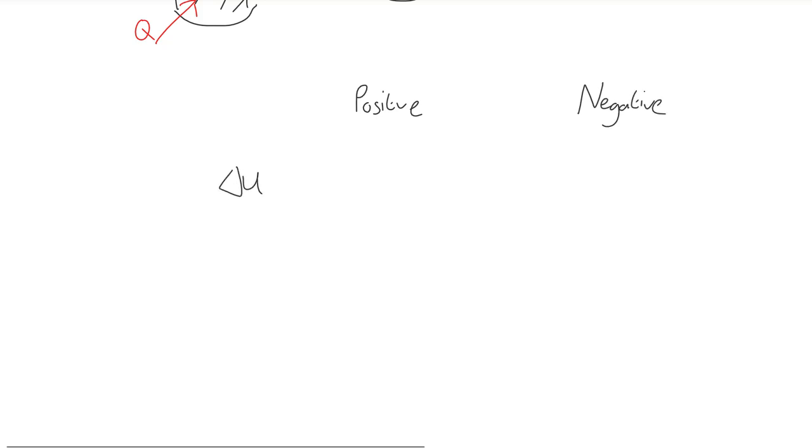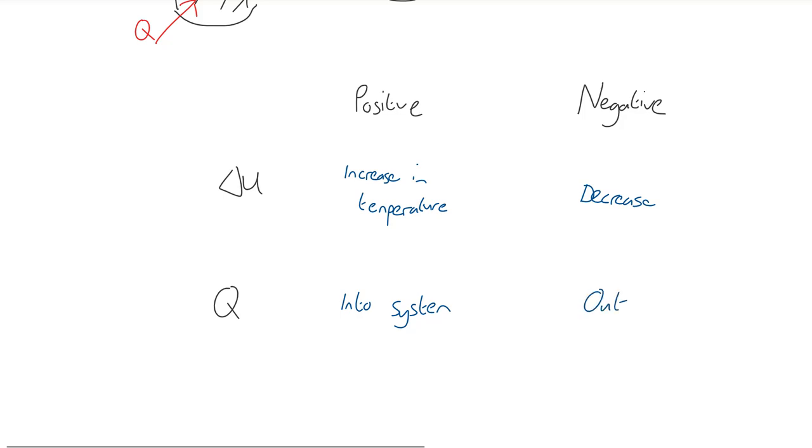Delta U is positive if there is an increase in temperature. Based on the definition of temperature, if there is an increase in temperature, there is an increase in the kinetic energy of the particles, and therefore an increase in the internal energy of the system. Likewise, if heat enters a system, then there has been an energy transfer from the surroundings to the system. Overall, the internal energy of the system has increased and therefore Q is positive. Q is instead negative if heat leaves the system, if heat goes out of the system.